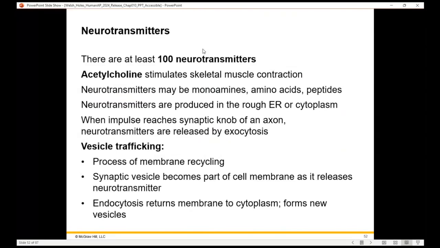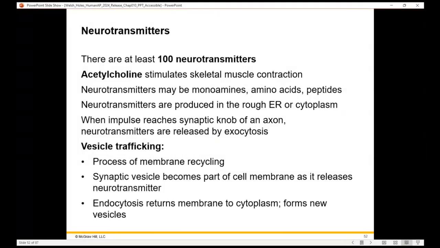There are at least 100 different neurotransmitters. Acetylcholine stimulates skeletal muscle contraction, which we've talked about before. Neurotransmitters may be monoamines, amino acids, or peptides. Neurotransmitters are produced in the rough ER or cytoplasm. When impulses reach the synaptic knob of an axon, neurotransmitters are released by exocytosis.